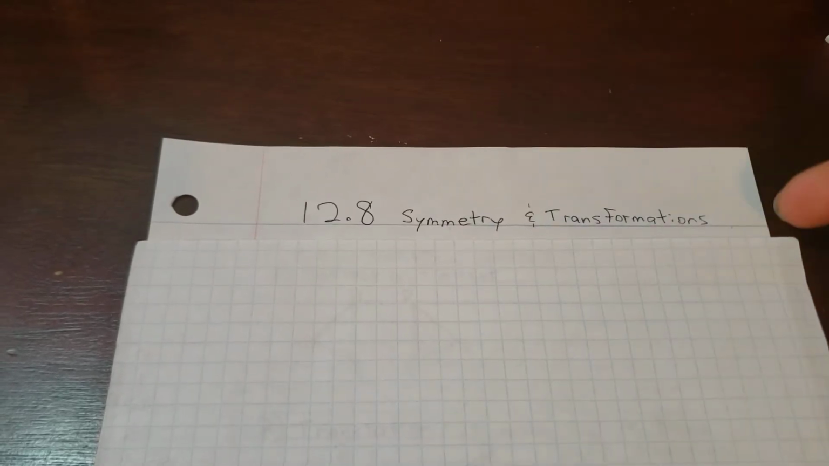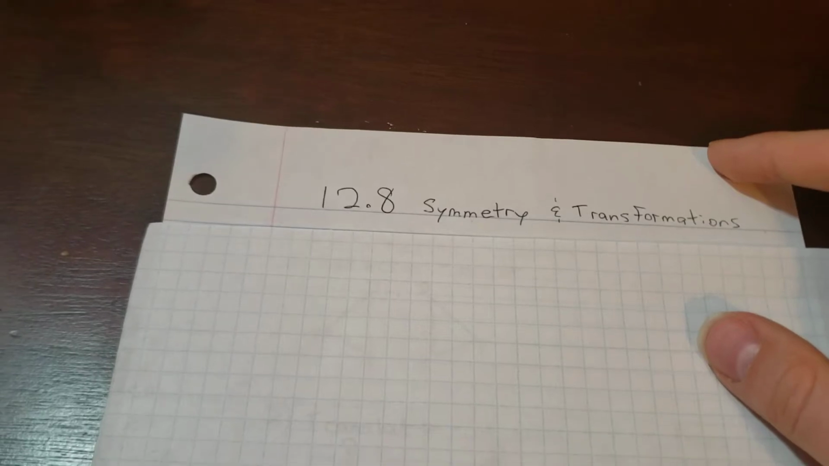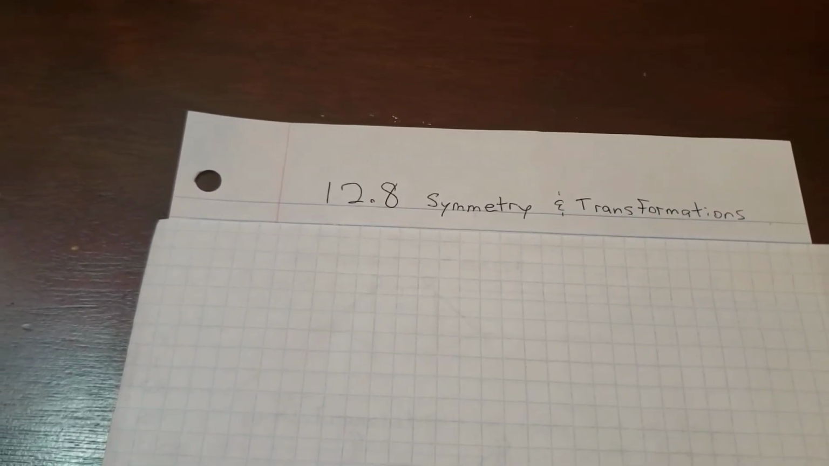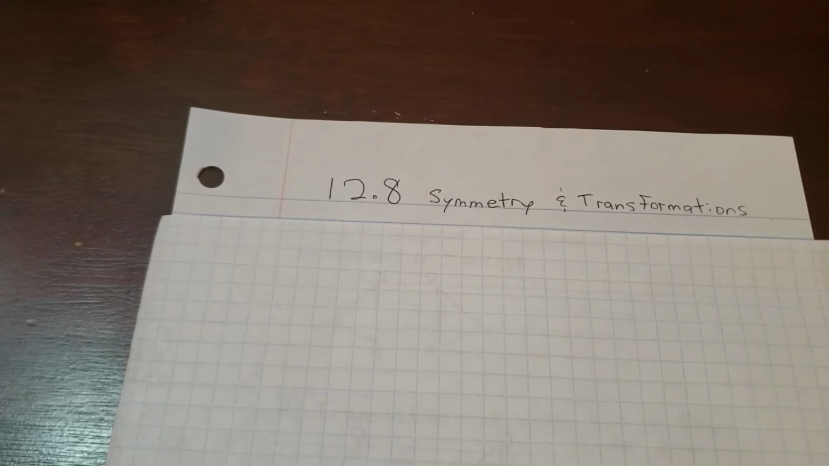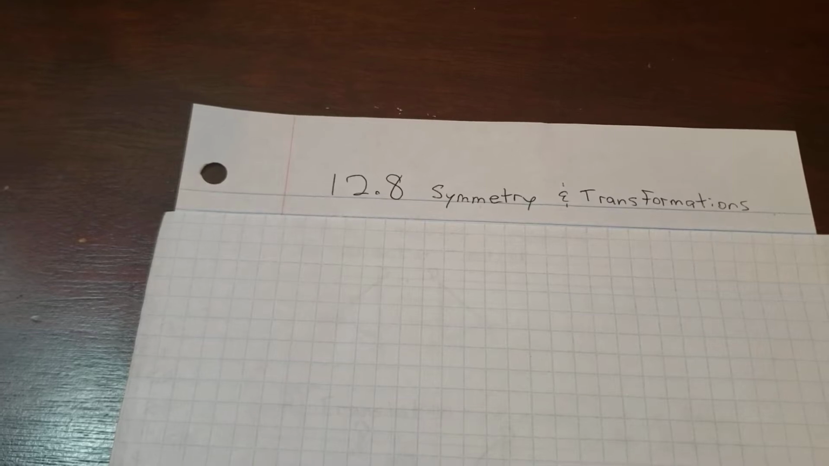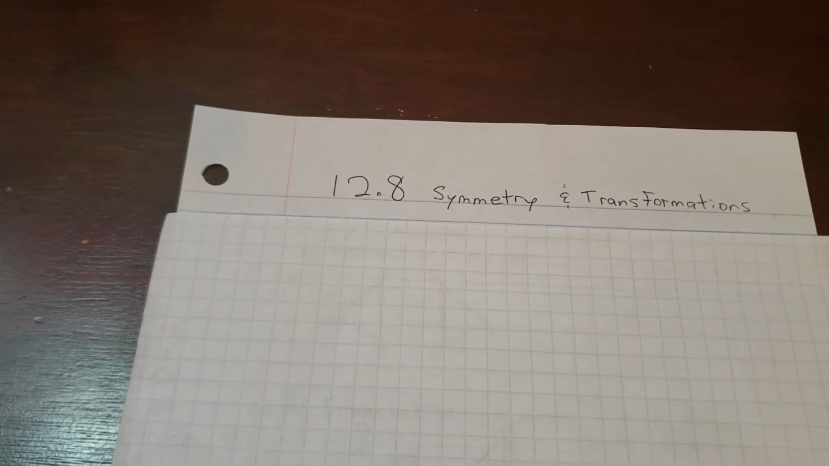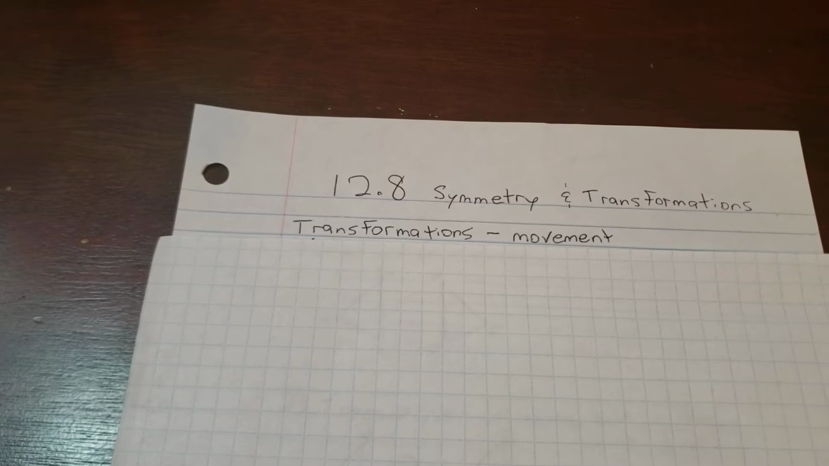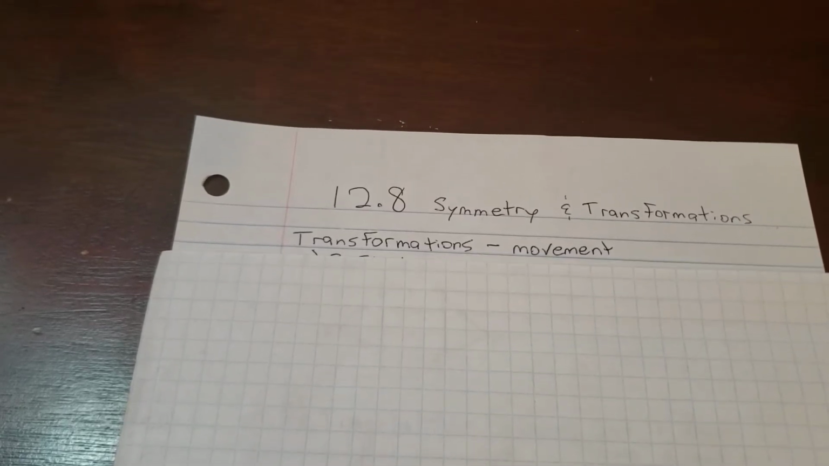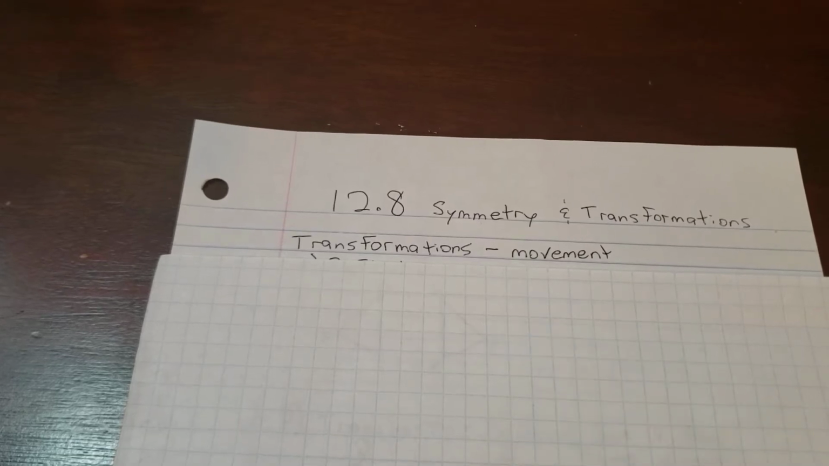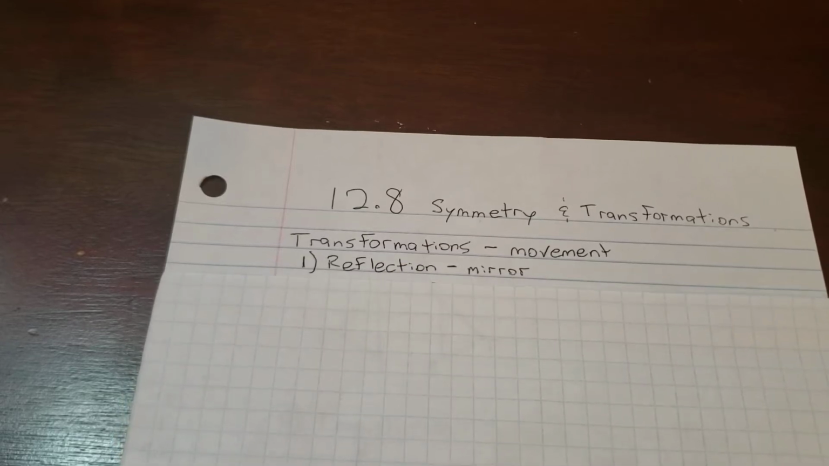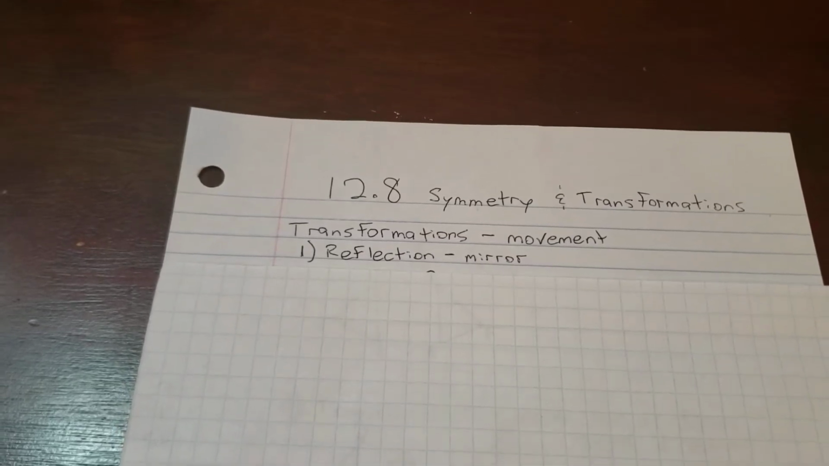Today, 12.8, we are going over symmetry and transformations. These are basic adjustments that can be done when talking about shapes. There's a few different types that we're going to go over. The first one is transformations. We'll get to symmetry a little bit later, but there are a few different types of transformations, how shapes can, in this case, transform. The first one is reflection.